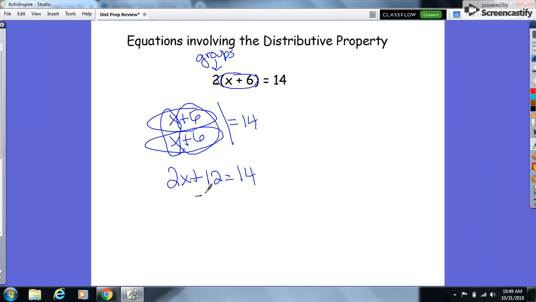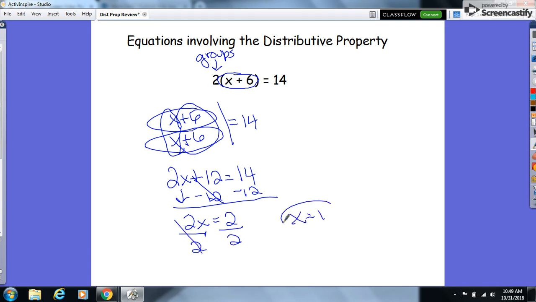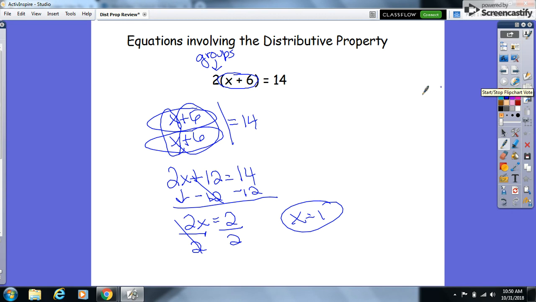Now I've got a two-step equation, which I am comfortable solving. Showing subtraction, so I'm going to subtract 12 from both sides. Bring down my 2x, I did not change it. 14 minus 12 is 2. Divide both sides by 2. X equals 1. Our job here, we're trying to make this look like something we're comfortable with. So by writing it out like this and regrouping, we now take this equation that might look confusing and turn it into something we are confident in our ability to solve.